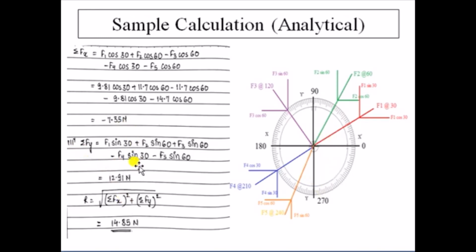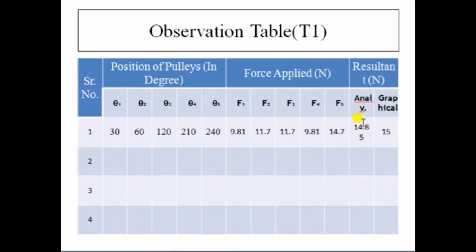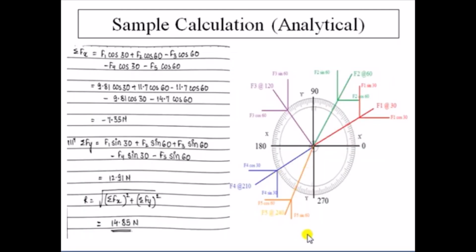Similarly, we will take the summation in the vertical direction. So summation of Fy, we frame the equation in a similar pattern as in the first case, and then substituting the values we get the vertical force equivalent to 12.91 Newton. Now the resultant of these two will be the square root of Fx square plus Fy square, which is equivalent to 14.85. So this is how we obtained the analytical value as 14.85, which I have shown here in the table. Now this is the analytical part of the calculation. Let's move to the graphical method.